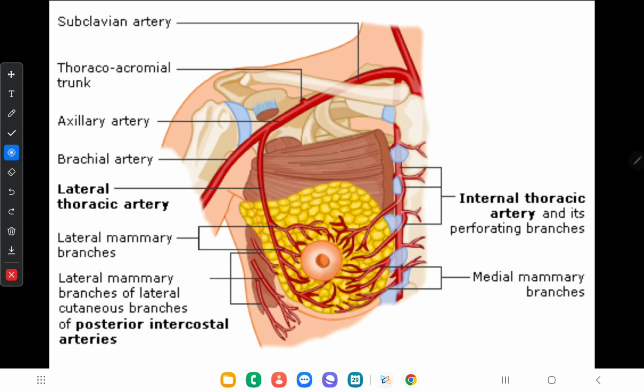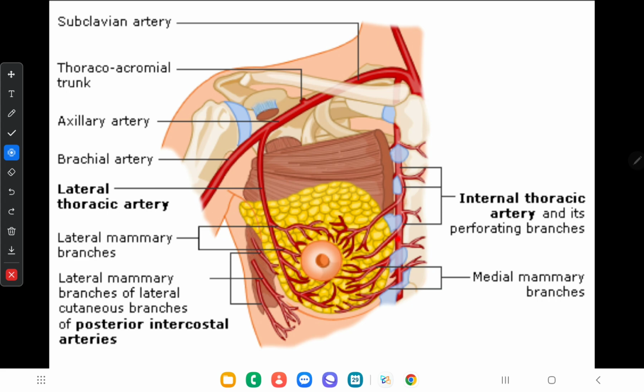When we talk about the blood supply to the breast, it is from the axillary artery. The branches coming from the axillary artery: here is the axillary artery, and here is one branch coming from it, the lateral thoracic artery. Then here there is the thoracoacromial trunk, or we call it the acromiothoracic trunk as well. This also sends branches to this breast tissue.